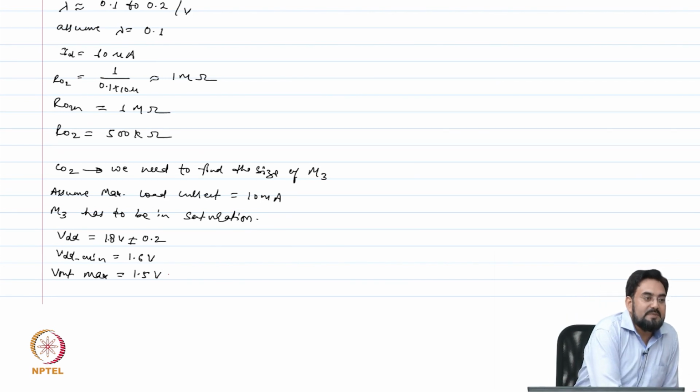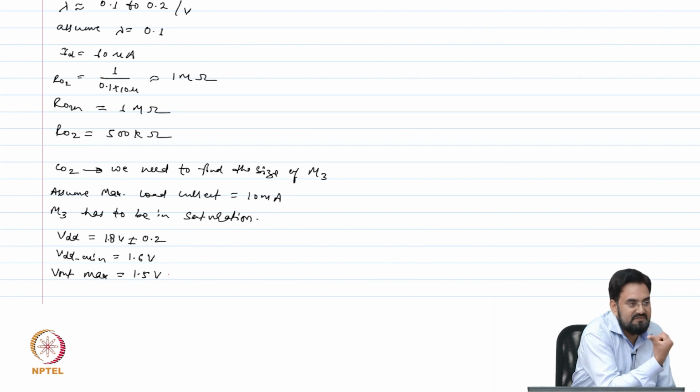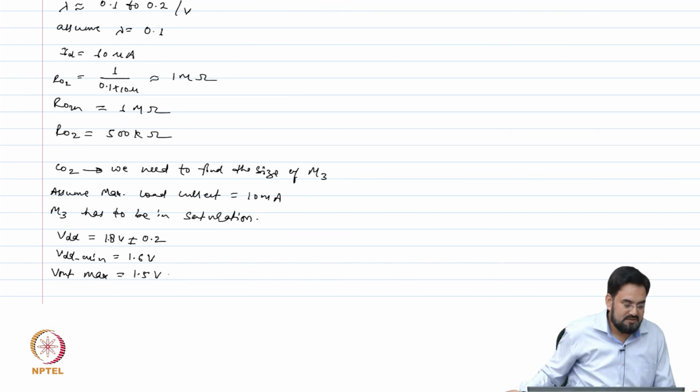So we have to size for the minimum VDS. So the condition for saturation is your VGS minus VTH should be less than VDS. Okay, and in order to reduce VGS minus VTH, we have to increase the size. So which means you have to size for a minimum VDS required. So that's why I am considering the minimum VDD and maximum V out, that will give you the minimum VDS or minimum dropout voltage. Okay.